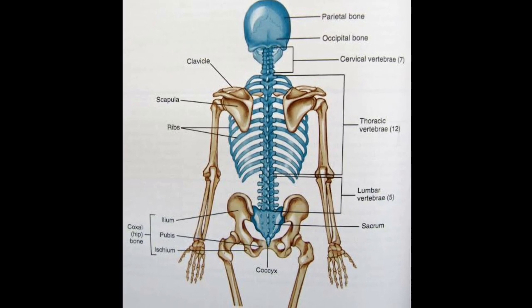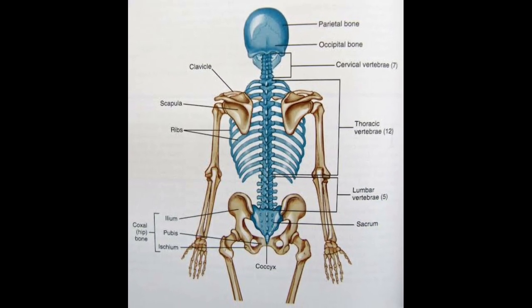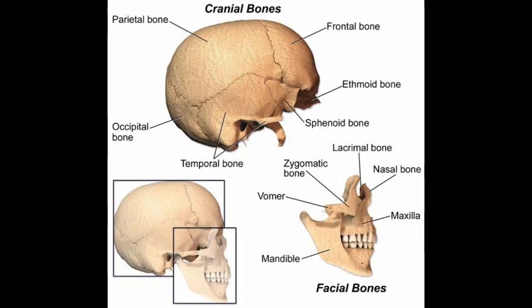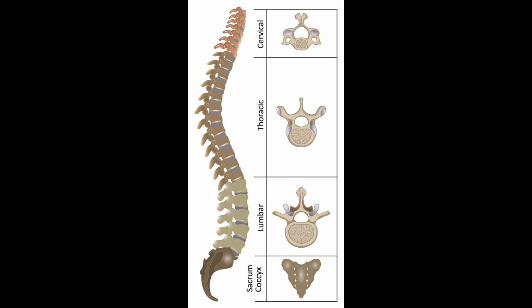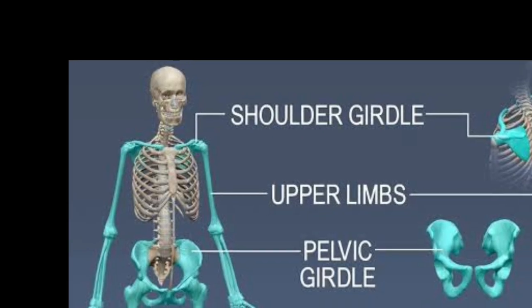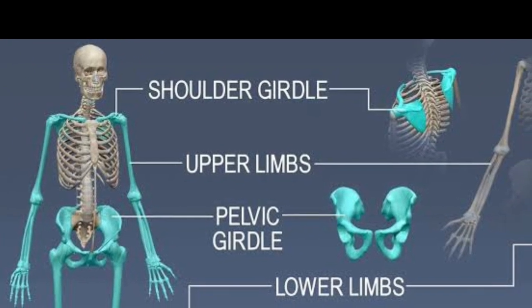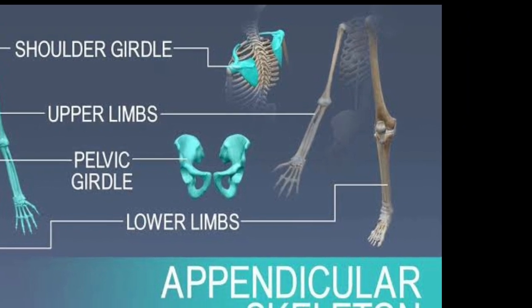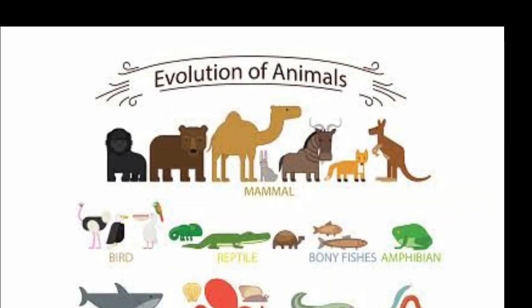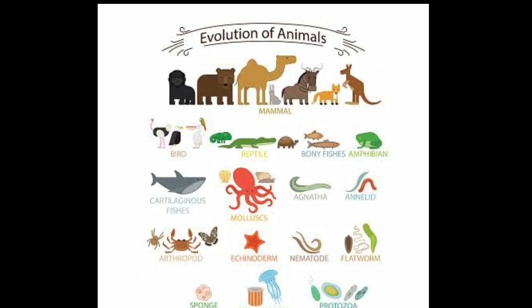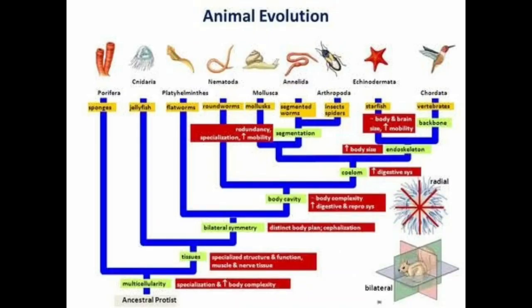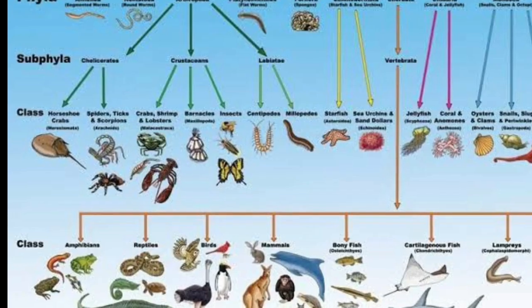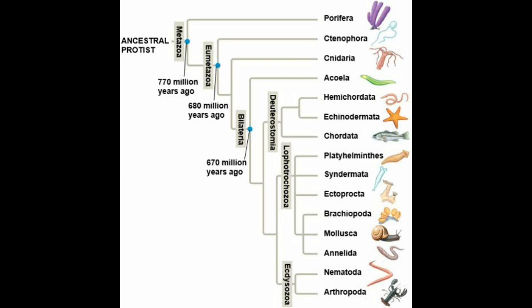For the convenience of study, four arrangements have been followed. Number one is the skull, second is the vertebral column, which consists of different vertebrae, third is the girdle, that is the pectoral and pelvic girdle, and fourth is the limb bones, that is the forelimbs and hind limbs. In part 4, there is a study of animal evolution. Evolution is the slow and gradual change in a species over a long time, meaning evolution takes millions of years.